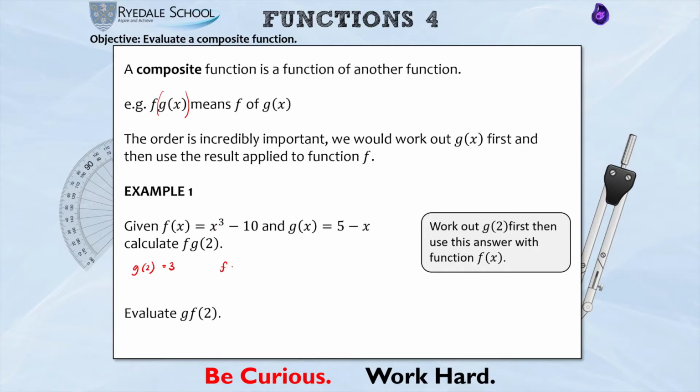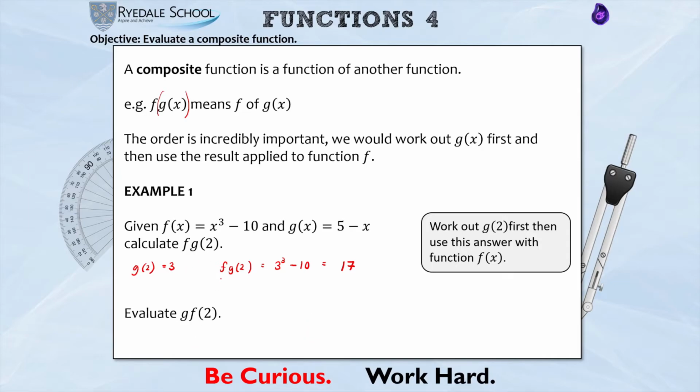So I know that fg of 2 is now 3 cubed, my answer to g of 2. 3 cubed, take away 10. 3 cubed, 3 times 3 times 3 is 27. Take away 10 is 17.